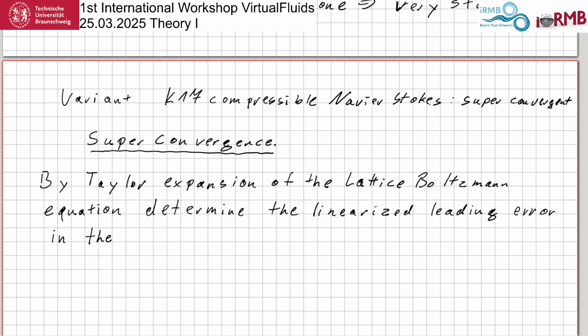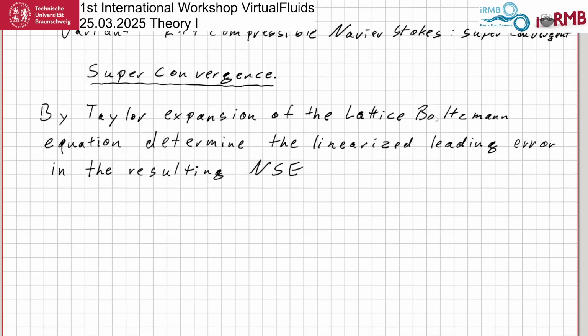This leads us to the Mach number error. And this error is not under our control by the relaxation rates. If you want to get rid of this, you have to do something else. So we need to separate these two things, and this is what we mean by linearized leading error in the resulting Navier-Stokes equation.